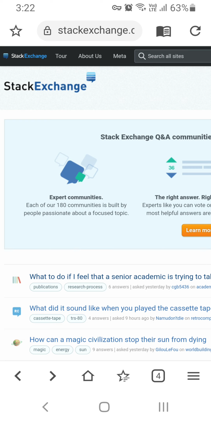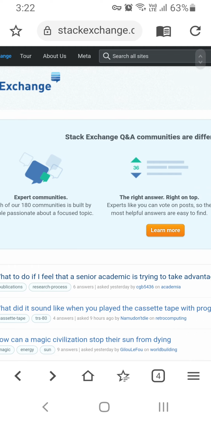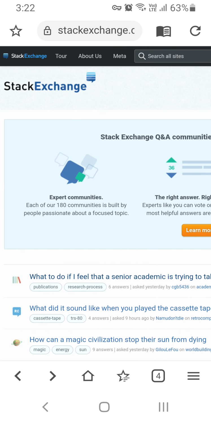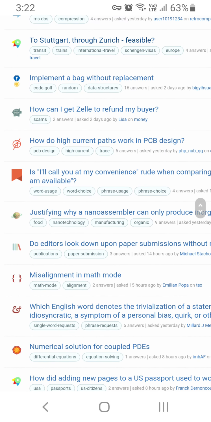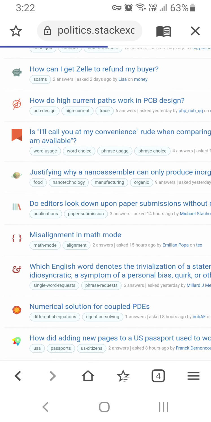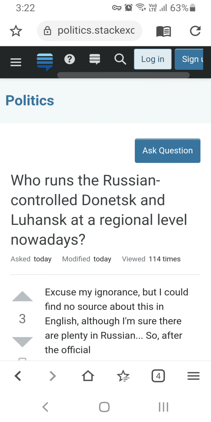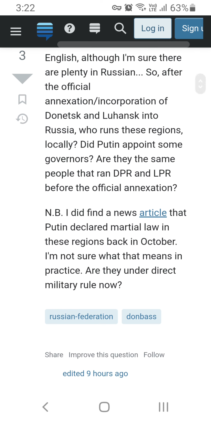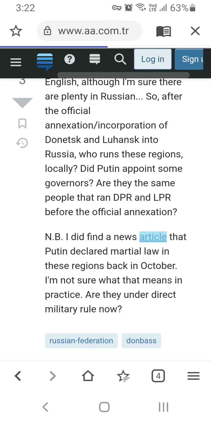It is like a foreign thing. Stuttgart change. What are these people asking for questions, like, whatever? Well, this is mad, eh? Who runs the Russian-controlled Donetsk and Luhansk and regional level? No way. What the hell? Article. Let's go to that.